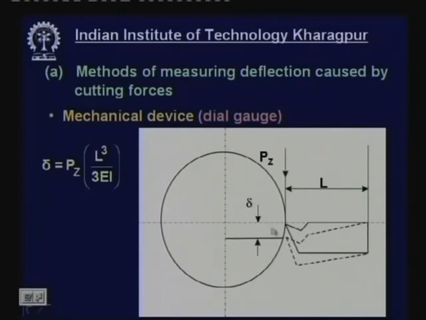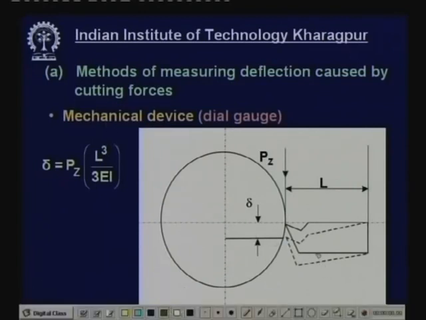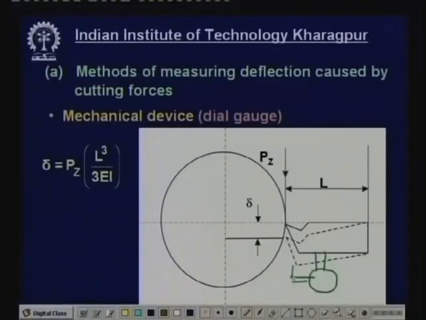Now the question is how this delta deflection will be measured. Depending upon the method of measurement, the dynamometer varies: mechanical dynamometer, electrical dynamometer, and so on. Say mechanical dynamometer, a mechanical device. Here we can put, say, a dial gauge. Now this dial gauge is fixed on a place or a structure, and because of the deflection delta under the action of the cutting force, the dial gauge will indicate the deflection directly.